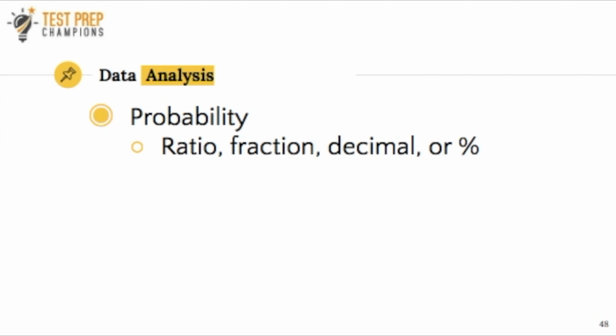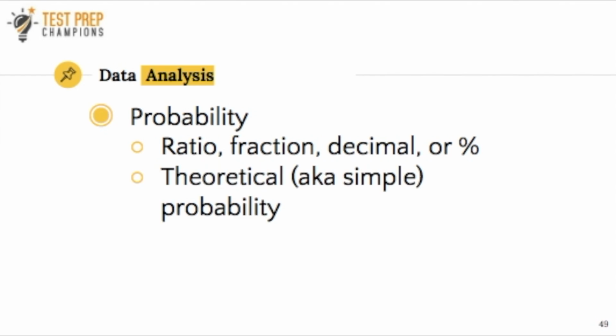So moving along here, you might also get probability questions. And probabilities might be given to you as a ratio, as a fraction, as a decimal, or as a percent. Now, one of the most common types of probability questions to get on your test are the simple probabilities, right? So theoretical, sometimes called simple probability.